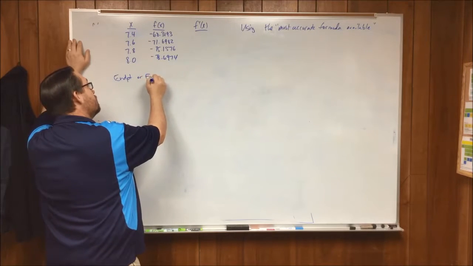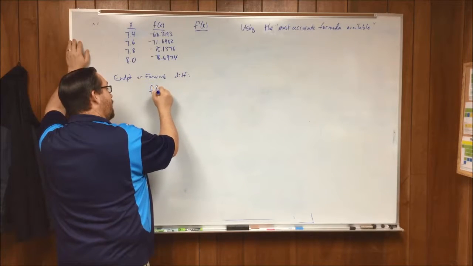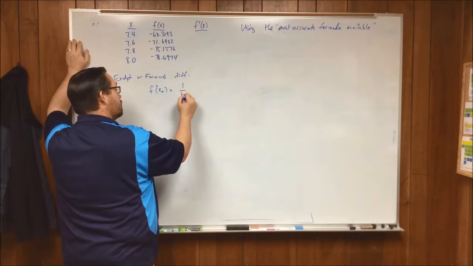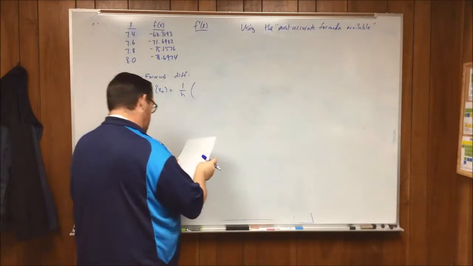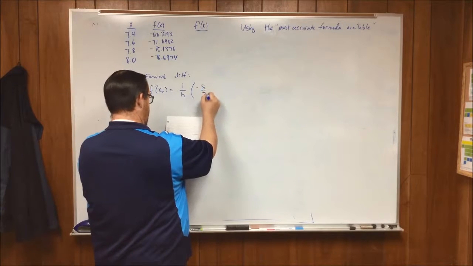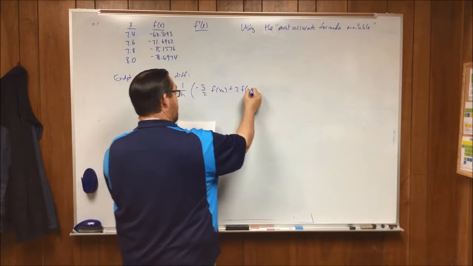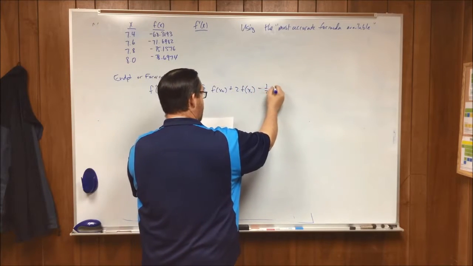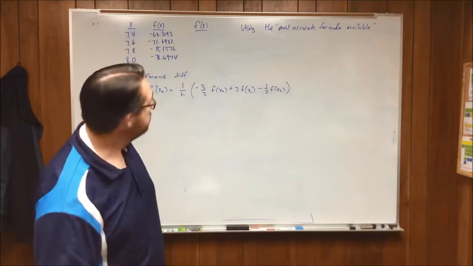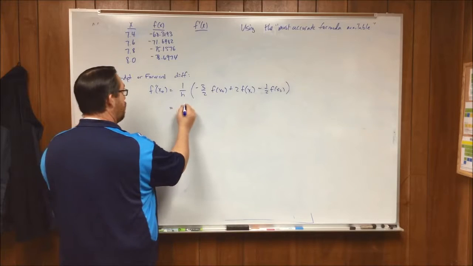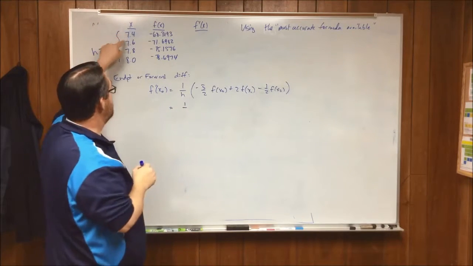or forward difference, which looks like this. F prime at x naught is 1 over h times, and I don't have these memorized and don't expect you to memorize them either, negative 3 halves f at x naught plus 2 f of x1 minus 1 half f of x2. So this is now 1 over h, and h in this case is clearly 0.2 because that's the step size.